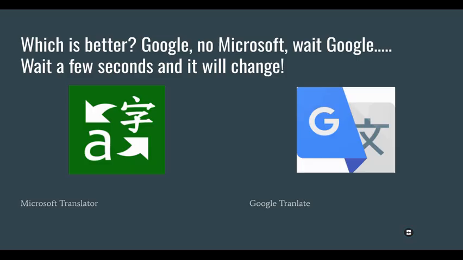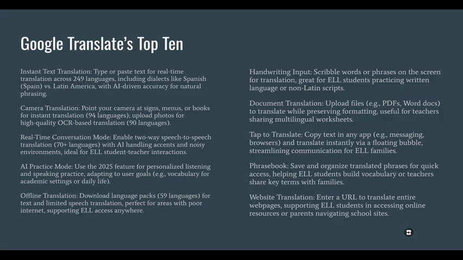So let's just look at the top 10 things that both of them can do. And like I said, they pass each other daily, maybe even hourly, on new features coming out, new languages, all sorts of things, because they're using AI to make these apps better and better every day. So let's look at Google Translate's top 10.